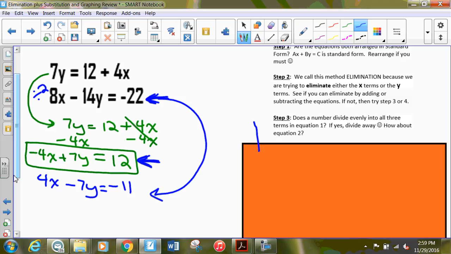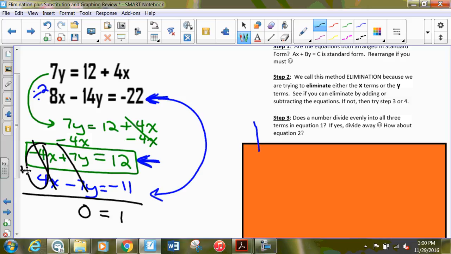All right, I see since I have negative 4 and positive 4, these guys are going to cancel out if I add. Right, it's supposed to be an addition sign there. So a negative 4x plus 4x, gone. 7y plus negative 7y, gone. Oh my goodness. Now things left on the left side: 12 plus negative 11 is 1.